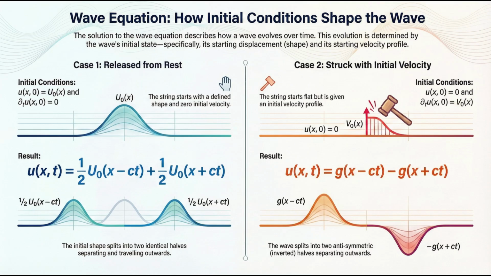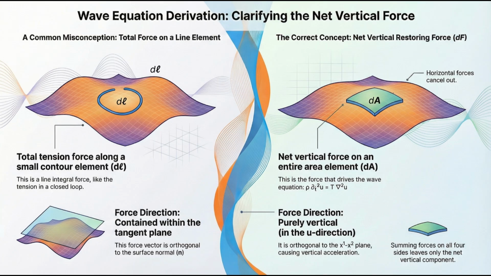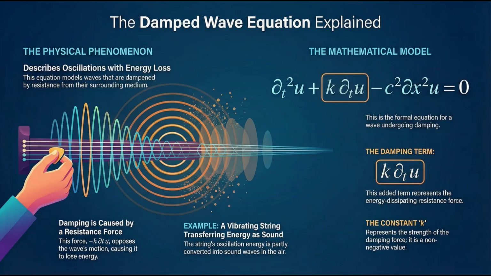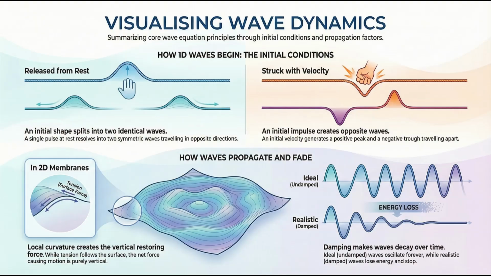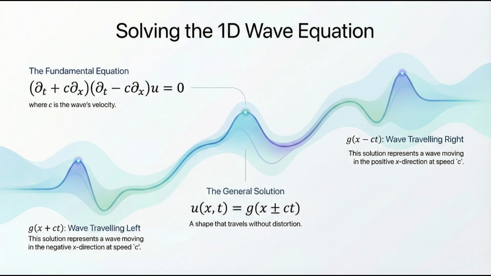Second, let's talk about how you start the wave, because that changes everything. So picture a string. If you pull it up and just let it go from a dead stop, it splits perfectly, symmetrically, into two identical waves going in opposite directions. But if you keep the string flat and instead you hit it, giving it an initial velocity, it splits into a positive peak going one way and a negative trough going the other. It all comes down to how you put the energy in.